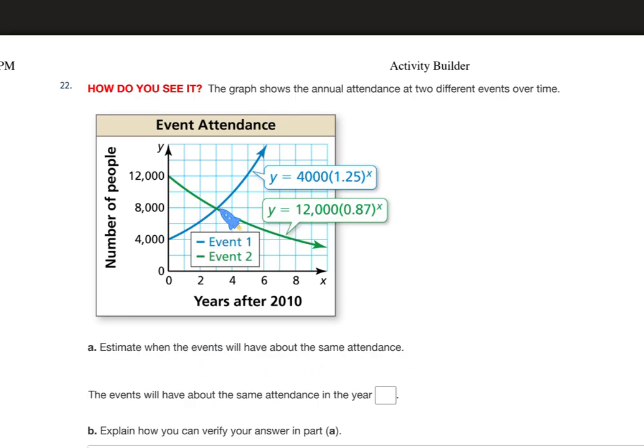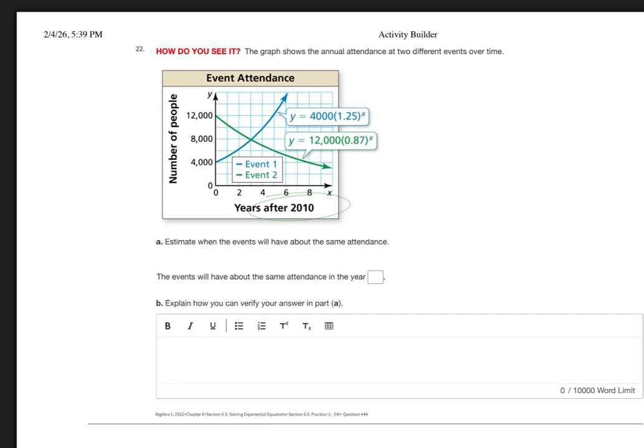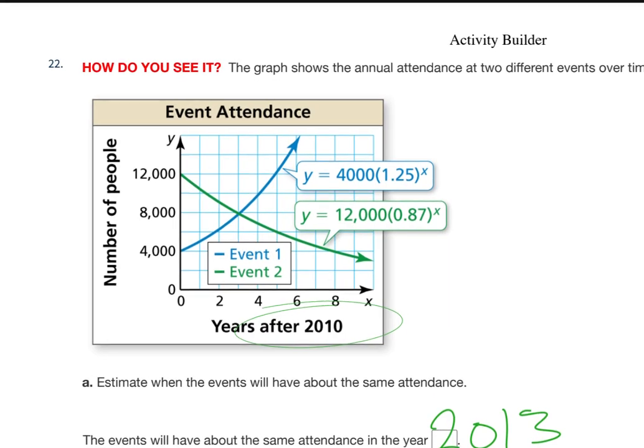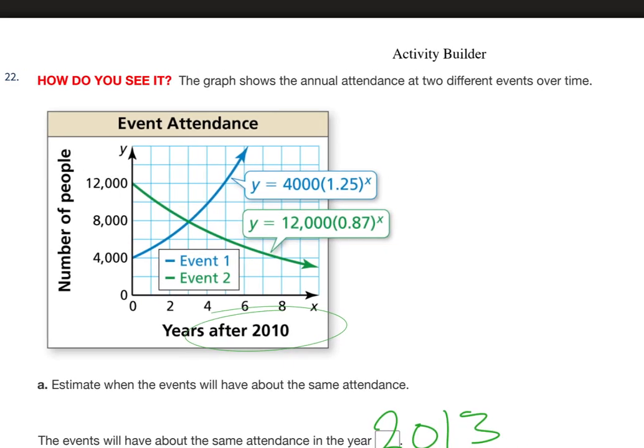Well, it's right there. So about 3 years after, right? And after 2010, so that's 2013. Oh my gosh, all they want to know is how can you verify that? How can you verify your answer? Okay, so other than look at graph, what you could do is what we've done a handful of times tonight, is you would graph that on Desmos, graph that on Desmos, and then see exactly where they cross.